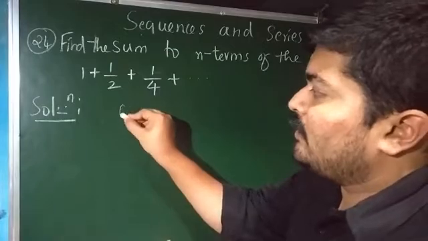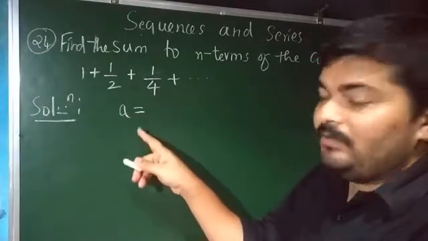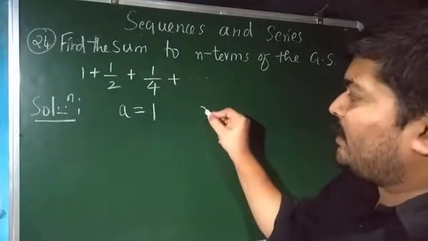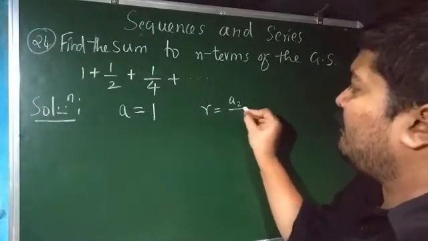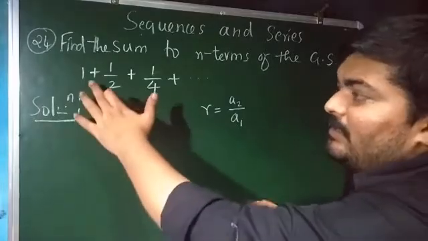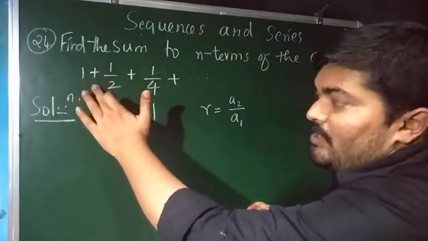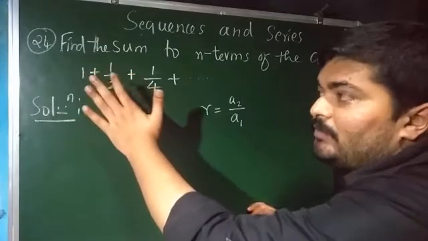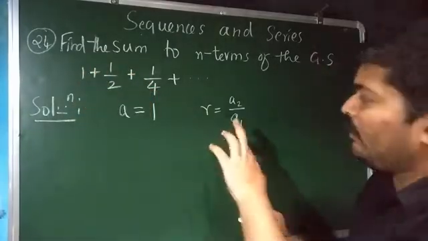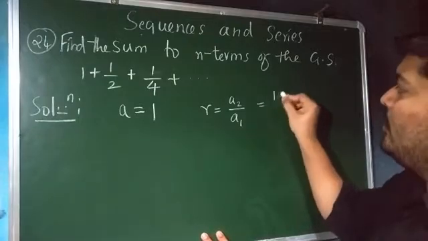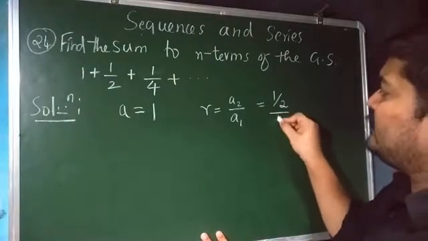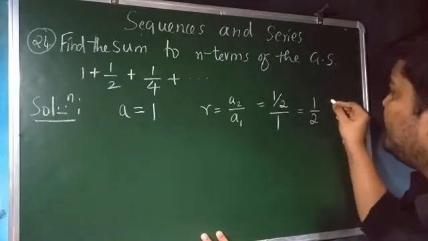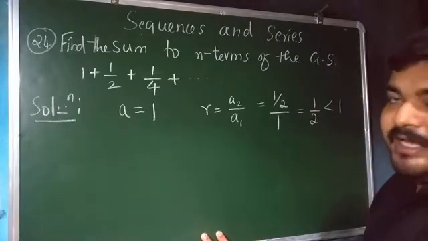Here, what you are supposed to observe, first thing, the first term a is equal to 1. What is the common ratio? That is a2 divided by a1. If you consider the sequence associated with this particular geometric series, you are left with a2 is equal to 1 by 2 and a1 is exactly equal to 1. Therefore, the common ratio is equal to 1 by 2. Note that it is strictly less than 1.